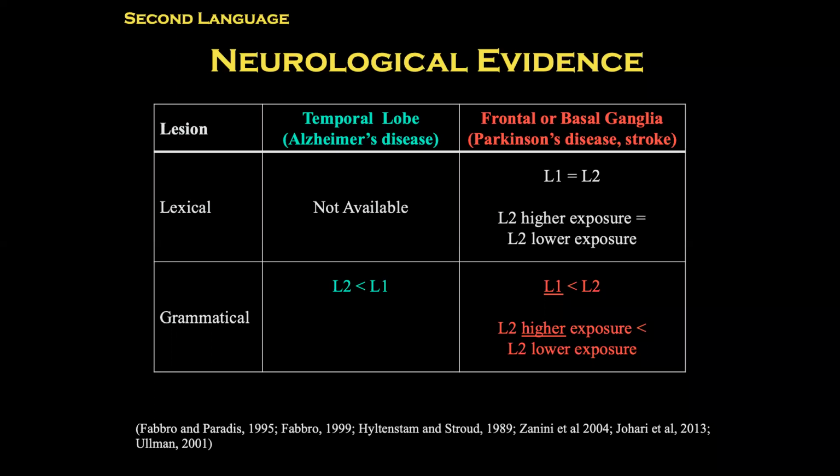Now a number of studies indicate that frontal or basal ganglia lesions, including in Parkinson's disease, lead to more problems with grammar in L1 than L2, and at higher than low exposure L2, without clear similar patterns. So that really nicely ties grammar relatively specifically to procedural memory in the L1 more than the L2, and in the higher compared to the lower exposure L2.